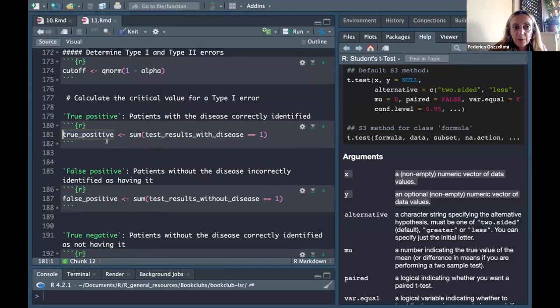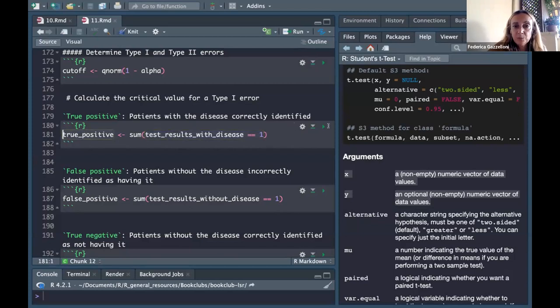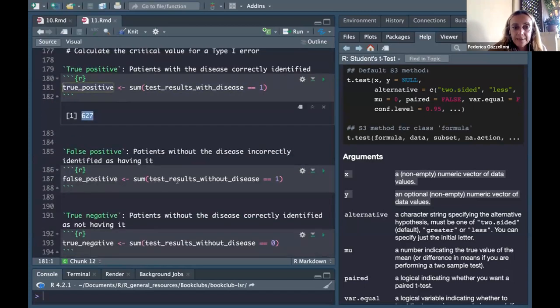So I sum to count how many. This is the test positive disease. Okay, and so I know that I assign one when someone has the disease. I want to count how many tests resulted positive. And so this would be my true positive value. And the test without disease, this is a false positive, because one is when I have disease. If my test result is without disease, it equals one, and this is a false positive. And then I count how many false positives I have.